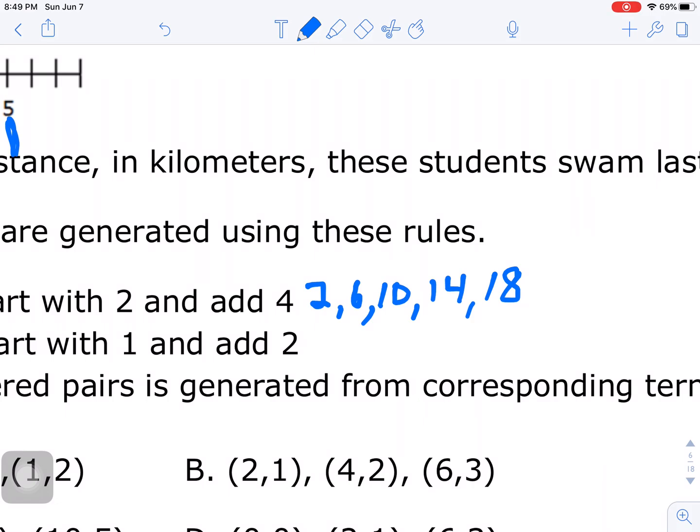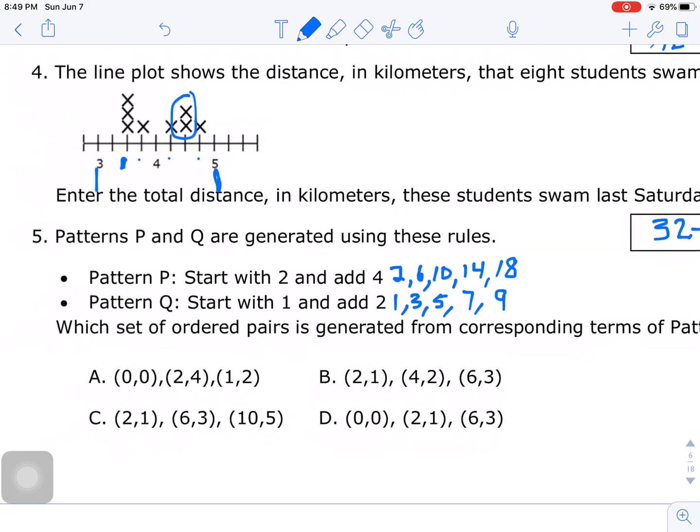And then the next pattern, we start with 1, and we're adding 2. 1 plus 2 is 3. 3 plus 2 is 5. 5 plus 2 is 7. And 7 plus 2 is 9.